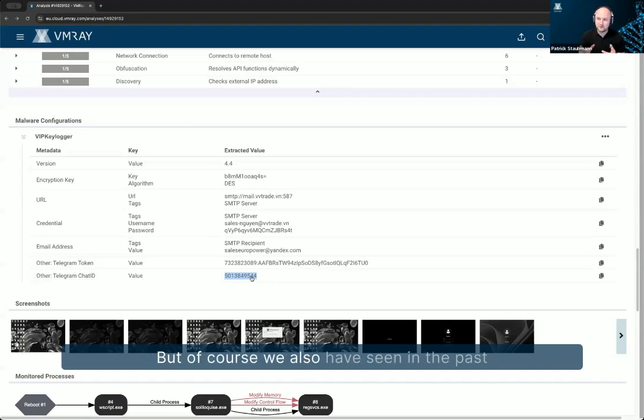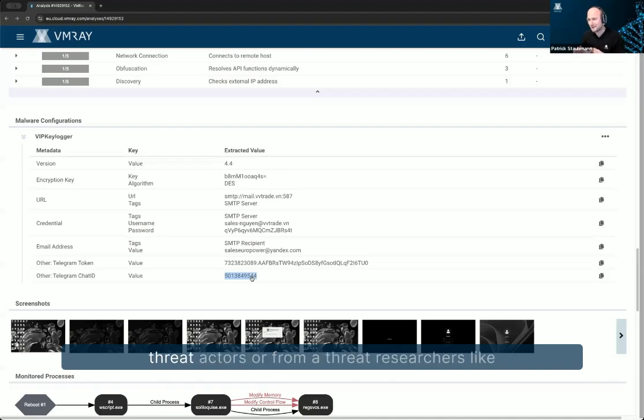But of course, we also have seen in the past that this is being used as a bidirectional communication. So it's not only the bot that can send chats or messages into this chat, but also the operator can send messages into the chat that are regularly being checked by the bots. And then they can read that, they can interpret that, and carry out specific actions the threat actors want to have, right? You can say, well, maybe make a screenshot, send it to me, right? Or just download this additional payload, execute it there. So there's lots of things that can happen.